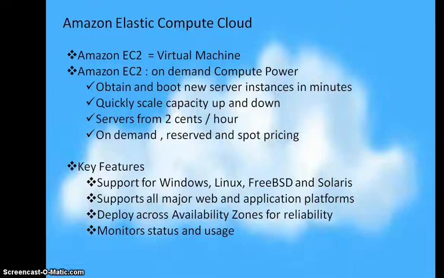So here is Amazon Elastic Compute Cloud. Amazon Elastic Compute Cloud is a web service that provides resizable compute capacity in the cloud. It is designed to make web scale computing easier for the developer community. Amazon Elastic Compute Cloud is a simple web service that allows the user to obtain and configure capacity with minimal friction, and you can boot new server instances within minutes.